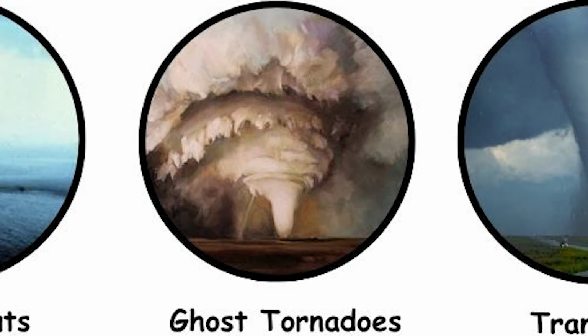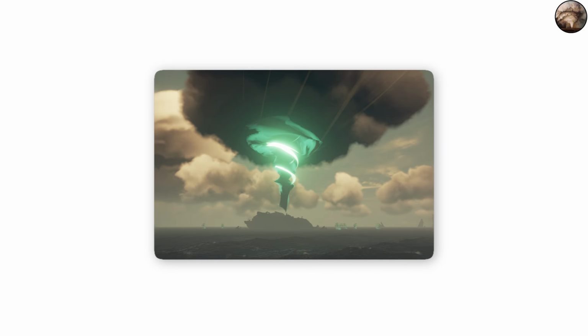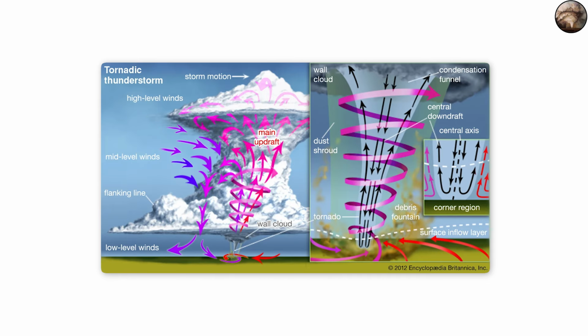Ghost tornadoes. Ghost tornadoes are one of the most visually deceptive forms of tornadoes. They appear faint, almost invisible, often revealing themselves only through bits of condensation, dust, or debris. This happens when the air in the vortex is dry enough that condensation doesn't fully form.